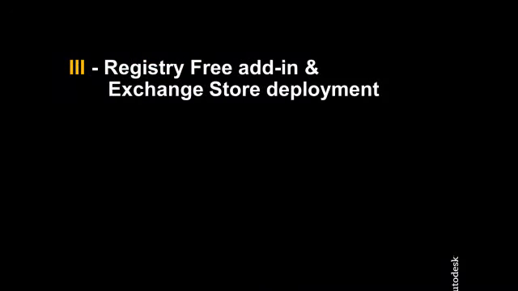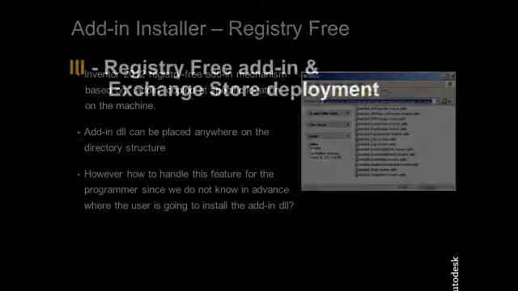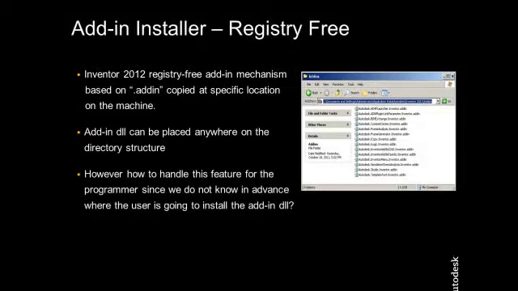Okay, so let's see now how we can create an installer in order to deploy our Registry Free add-in to a client machine, and also some information about creating a package ready to be uploaded onto the Exchange Store online. As we saw previously, the .addin file has to be copied to a specific location on the machine. However, the add-in DLL and support files can be placed anywhere in the system, and you probably want to let the user choose that location during the install process.